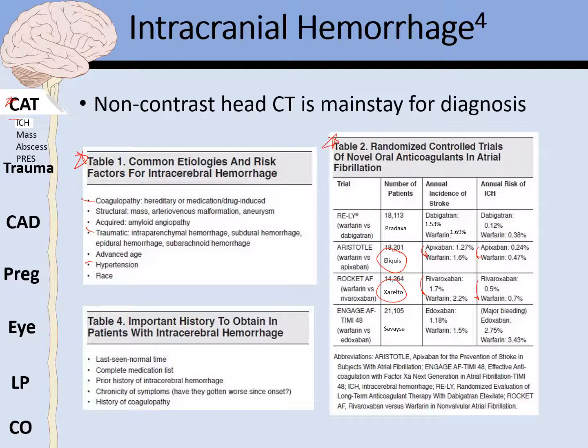Table 4 has some important historical features when it comes to intracranial hemorrhage. However, several of these are more relevant to the stroke workup, such as precise time of onset. The medication list is very important when a bleed is found as it relates to what reversal agent to give.